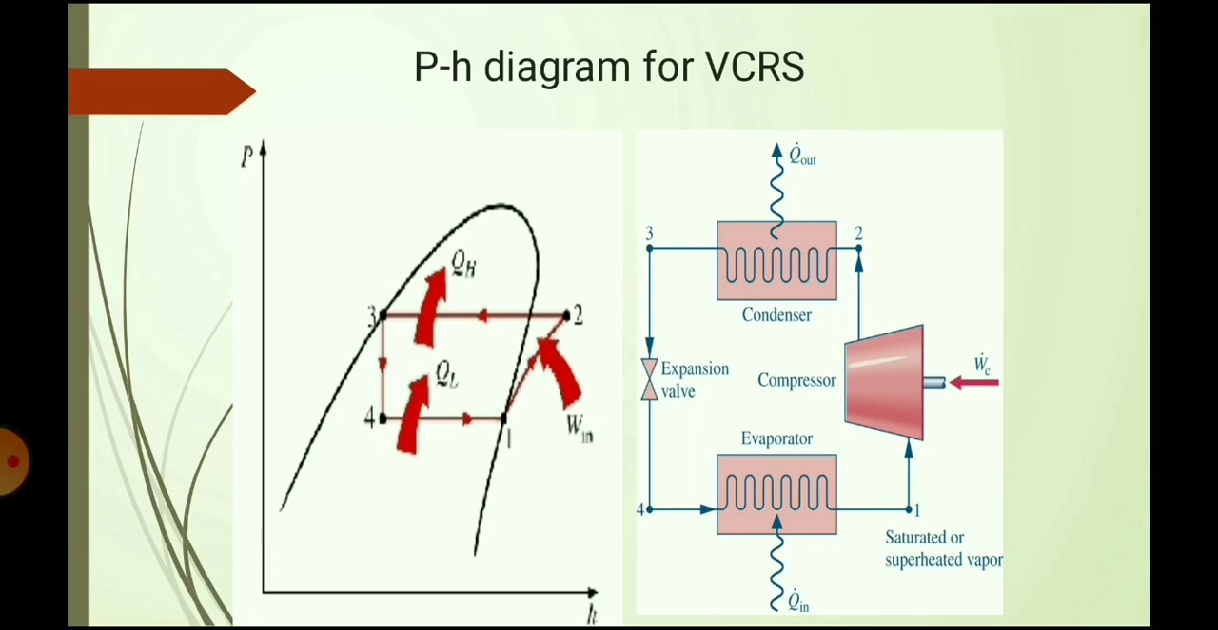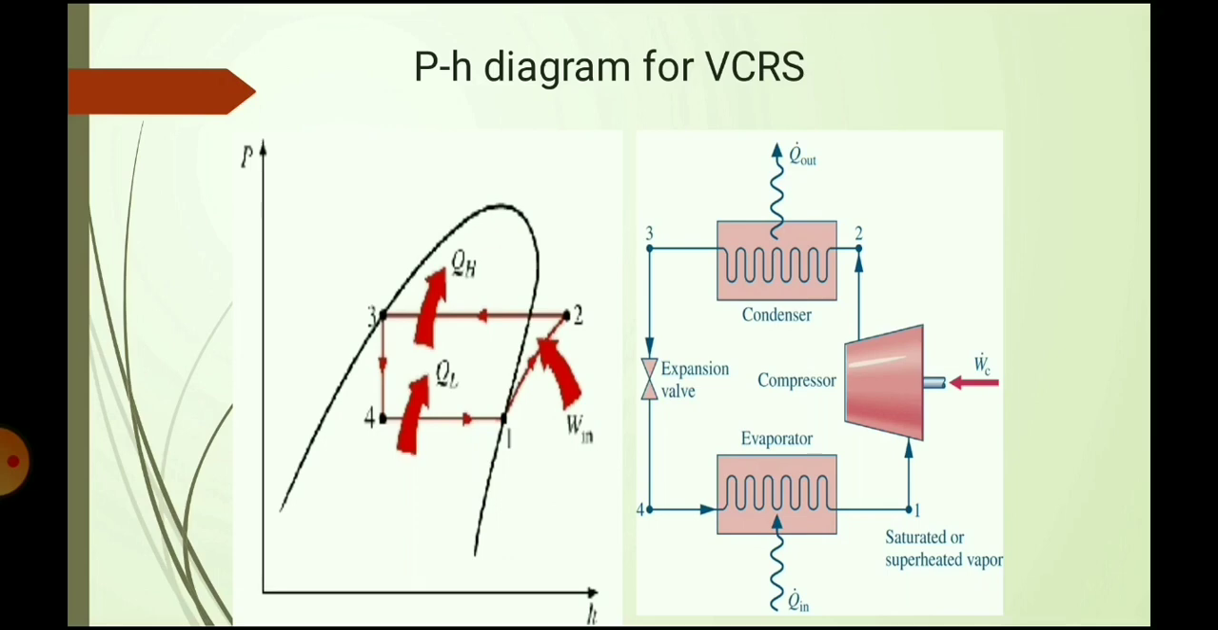Clear? Next one is the process 3-4. Process 3-4 happens in the expansion valve, where the throttling process happens. During this process the enthalpy remains constant. That is why the process 3-4 is the isenthalpic process. Therefore the enthalpy at 3 is equal to the enthalpy at 4. Clear?